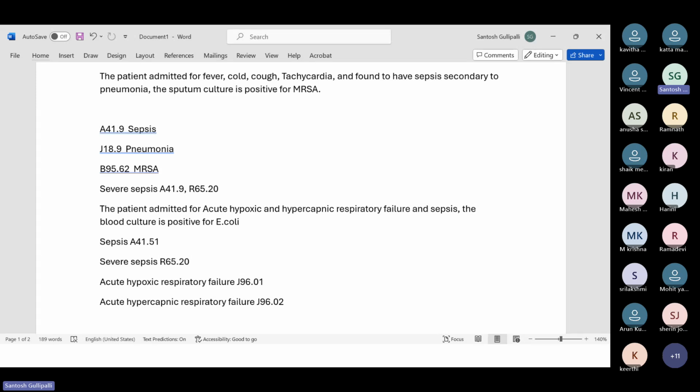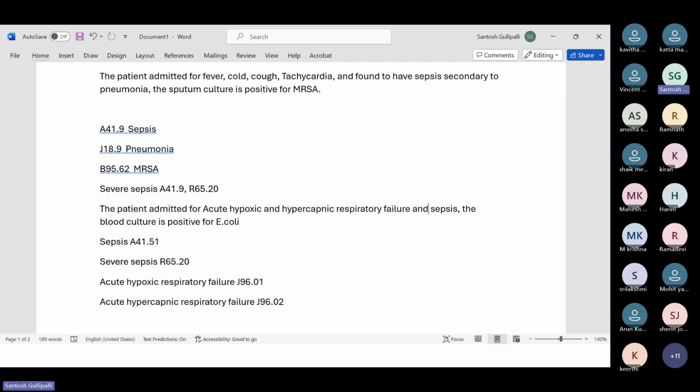Sepsis is a blood infection, and the infected blood circulates to some organs. That time the infection is attacking the specific organ, the organ is not functioning properly, and the organ fails. That is called severe sepsis.